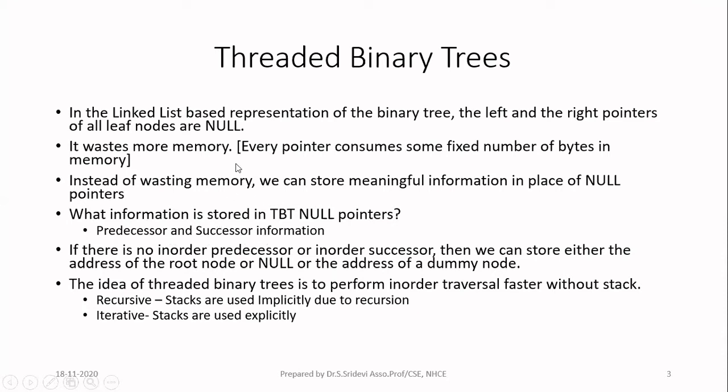So in case of a binary tree, the leaf nodes are having null pointers. Because of the null pointers, we are wasting the memory. To reduce the wastage of the memory, we are going to store meaningful information in the place of the null pointer. So what meaningful information we are going to store is the information about the predecessor and then the successor.